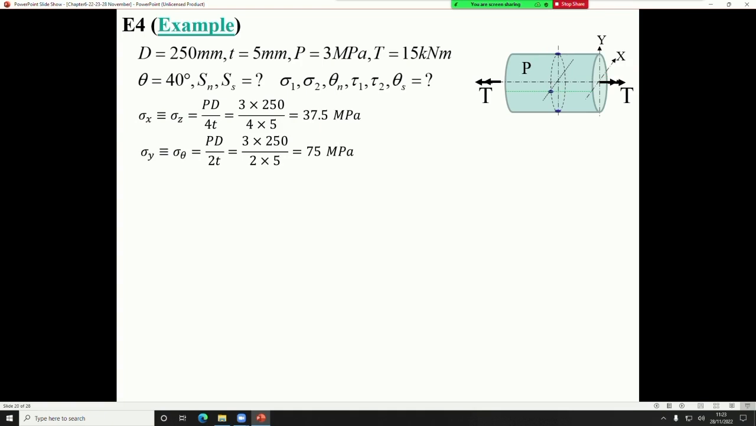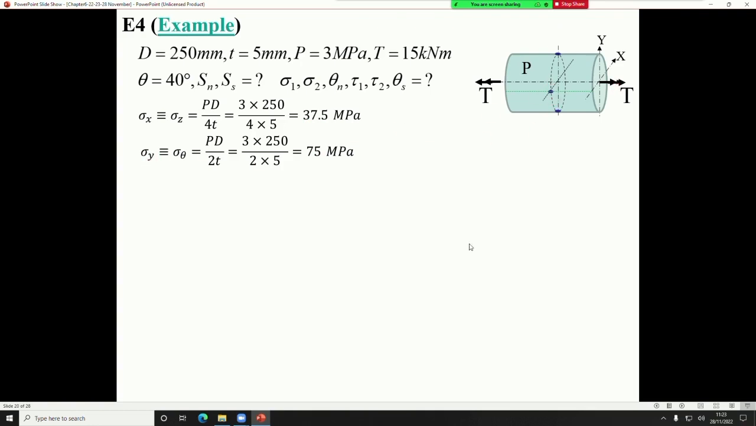This must be twice the other one. It's a closed-ended cylinder, so this is 37.5, which makes 75 megapascals. This is the circumferential direction, it's tangent, and it's exactly the same as the y-axis for each element.